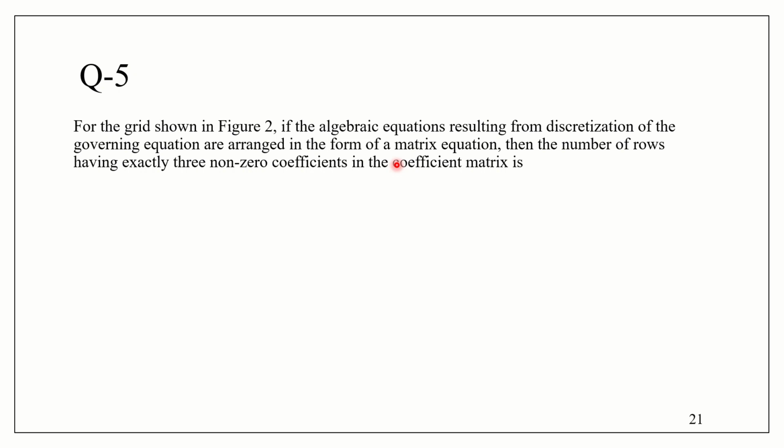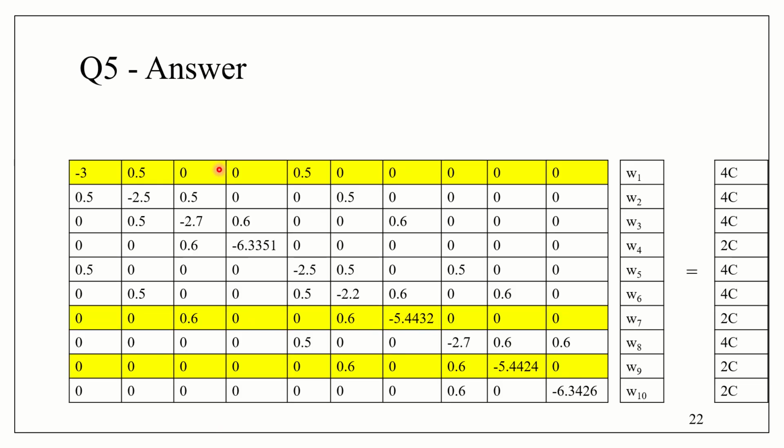So in this question it is asked how many rows in the coefficient matrix have exactly 3 non-zero coefficients. So it is exactly 3, which means that it must have only 3 non-zero coefficients. Option A it is 2, option B it is 3, option C it is 5, option D it is 7. So the answer is actually option B. We'll just go back and count, because we can see that this is the coefficient matrix.